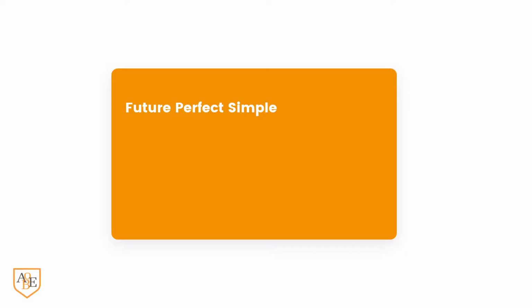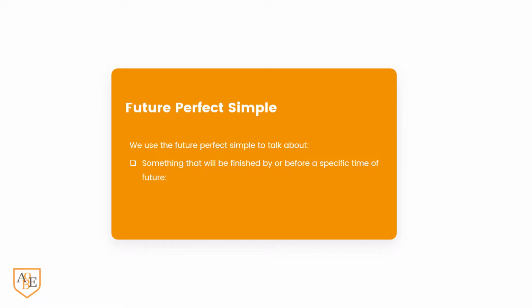Okay, so it's again for talking about things that we expect will have been finished or will have completed in the future. Let's have a look at the use then. So we use the future perfect simple to talk about something that will be finished by or before a specific time in the future.